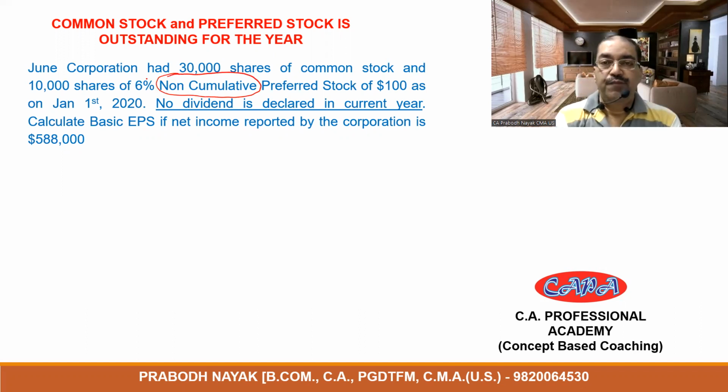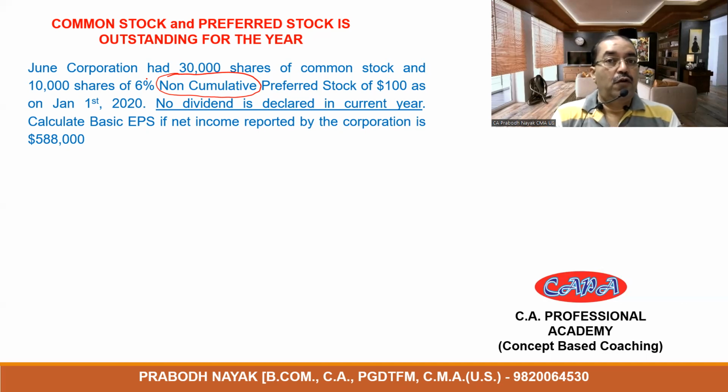Cumulative preferred stock, I told you. In the case of cumulative preferred stock, if dividend is not paid in any year, it is going to accumulate, it is going to add, and as and when you have profits, before declaring dividends on common stock, you have to pay the dividend on the cumulative preferred stock. This is non-cumulative preferred stock. That means if dividend is not paid in any year, forget about it. You are not going to get the dividend in the next year. As simple as that.